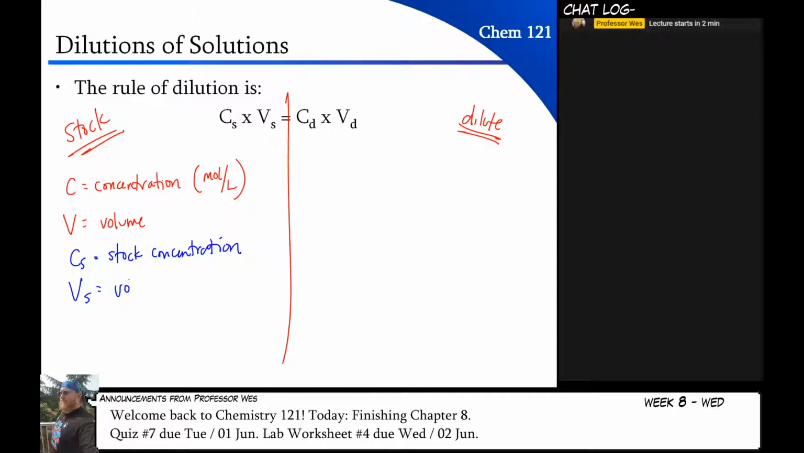VS is going to be the volume used of this solution. So we're going to add some amount of this to a beaker or a flask or whatever. And then we're going to add water to that. But before we add water to it, we need to measure out some quantity. And the calculation and our procedure will determine how much we weigh out or measure out.